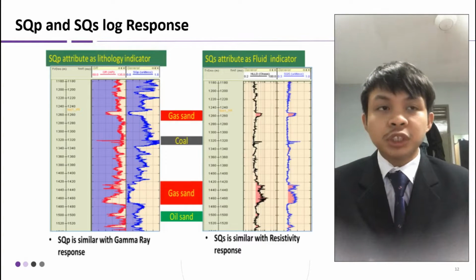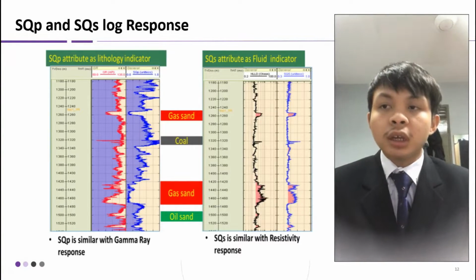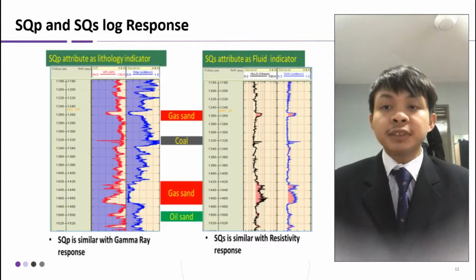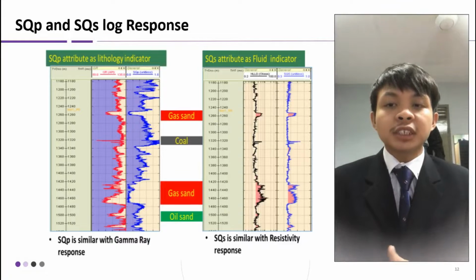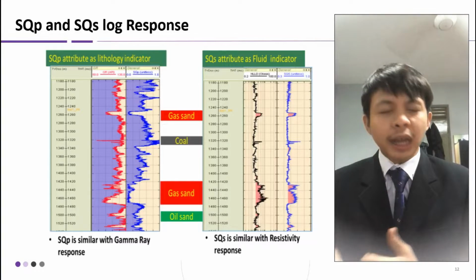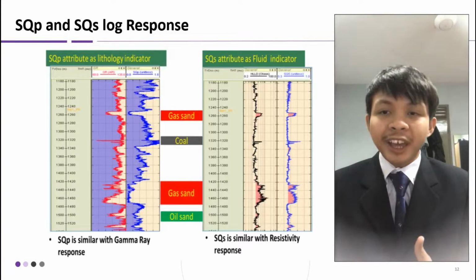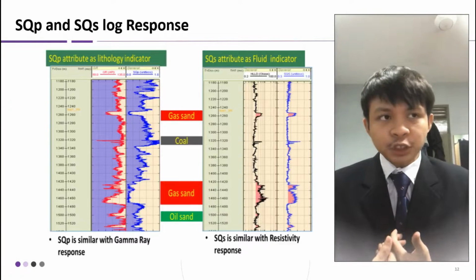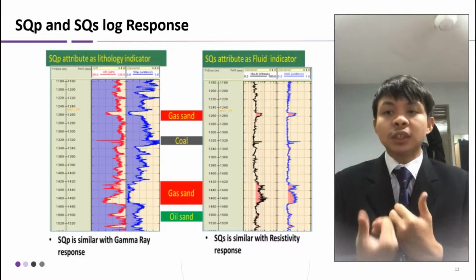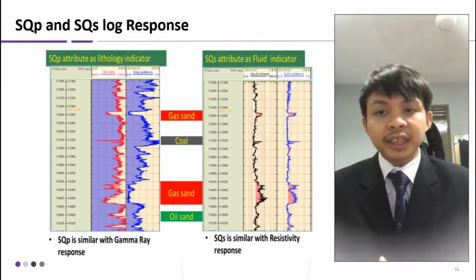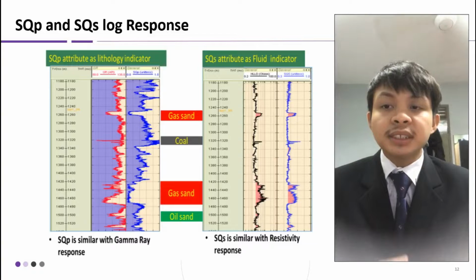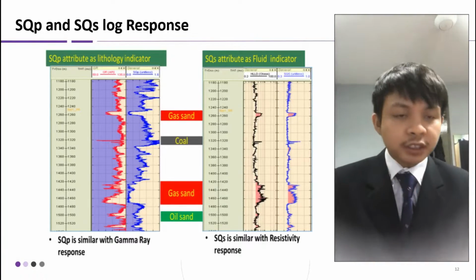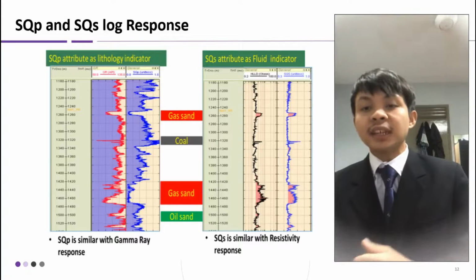Based on the figure above, the log responses of SQP and SQS attributes are similar with gamma ray and resistivity response respectively. Therefore, the SQP can be used as a lithology identifier tool and SQS as a fluid identifier tool. Coal is identified as high SQP and SQS, while gas is low in SQP and high in SQS. Hence, it's easy to distinguish gas from coal. This is beneficial to the interpreters to solve the ambiguity issue between the gas and coal layer.